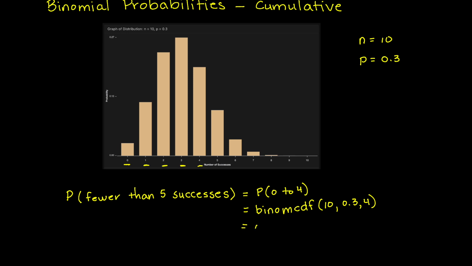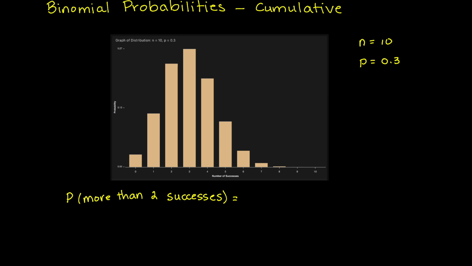And when I put that into the calculator, I get 0.8497. So if I look at this histogram, it looks like that's about 85%, so that makes sense. You don't always have a histogram to look at, but if you do, you can see where that makes sense. Now let's take a look at some more complicated problems.